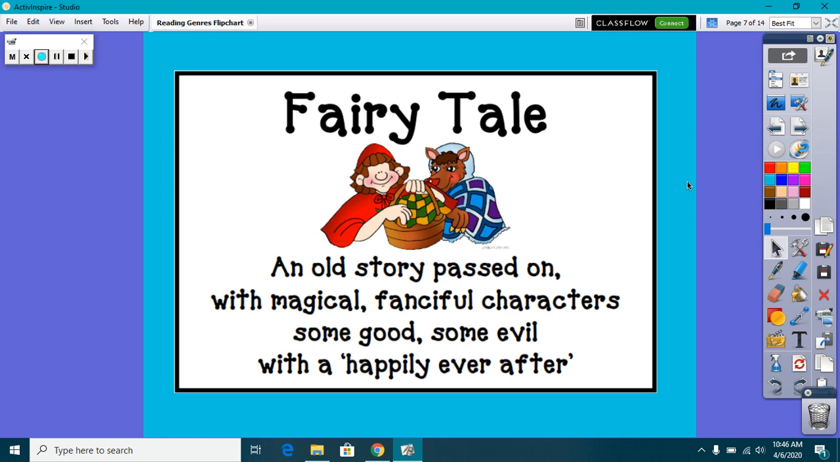The Three Little Pigs is also a fairy tale. Sleeping Beauty is a fairy tale. A lot of times there are actually fairies in a fairy tale. There's castles, princesses, princes, kings and queens. That kind of setting is usually in a fairy tale.